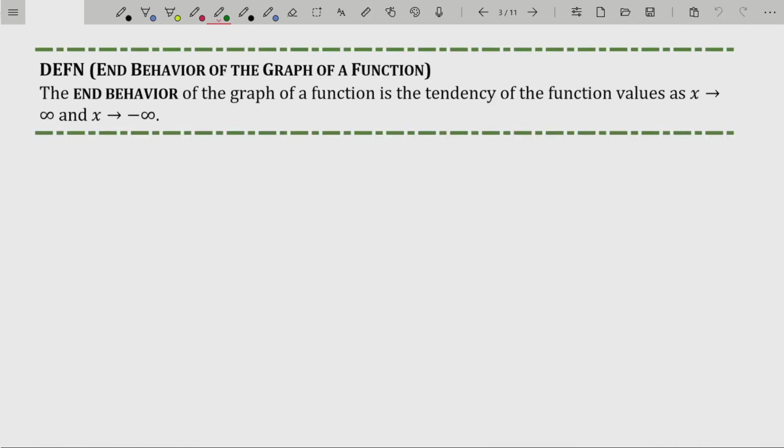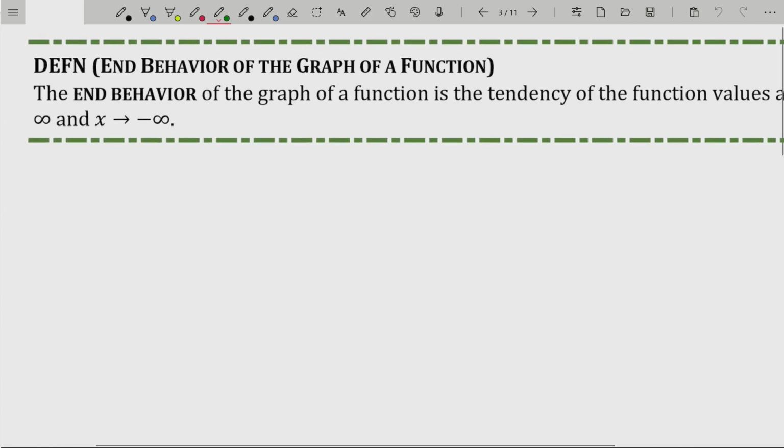Now we're going to have to talk about the end behavior of the graph of a function here, because that ends up dominating quite a few large topics in both pre-calculus, which is after your college algebra course, and calculus. So you do have to understand what end behavior is. And by definition, the end behavior of the graph of a function is the tendency of the function values for that function as x goes to infinity and as x goes to negative infinity.